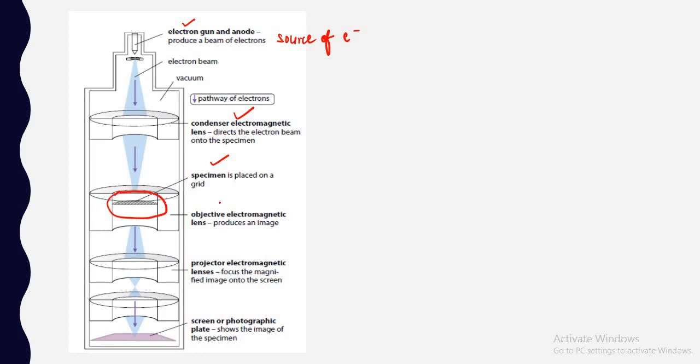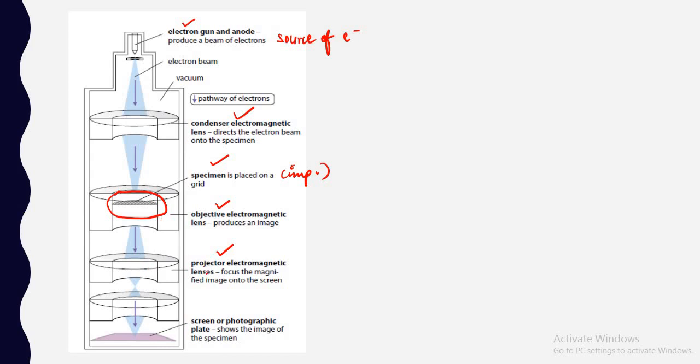Now the specimen preparation differs for the transmission and the scanning electron microscope, and it is also very important. Next, after passing through the specimen, the electrons pass on to the objective electromagnetic lens, which will produce an image. Then the electrons will pass down to the projector electromagnetic lens, which focuses the magnified image on the screen. So image magnification has been done by the objective lens.